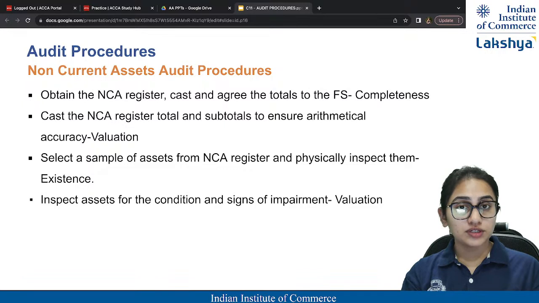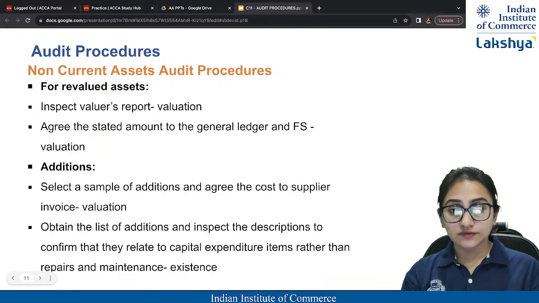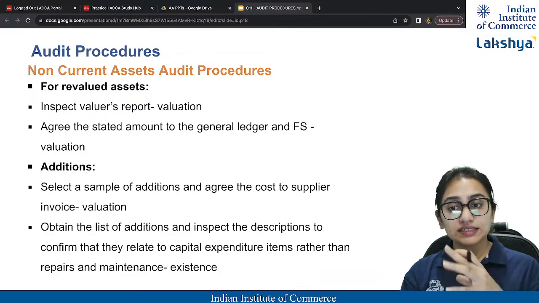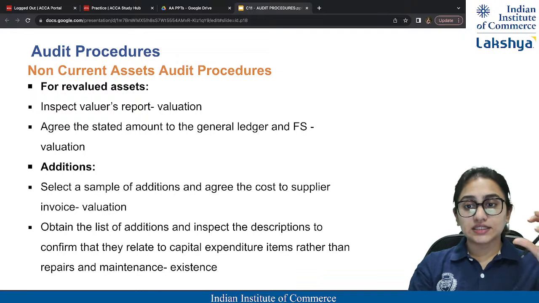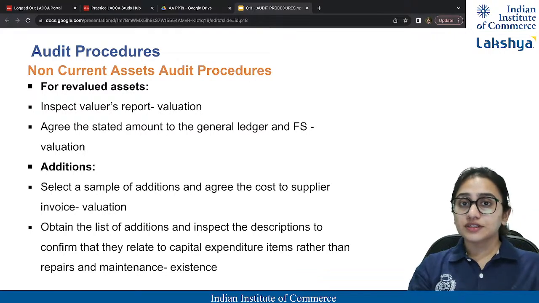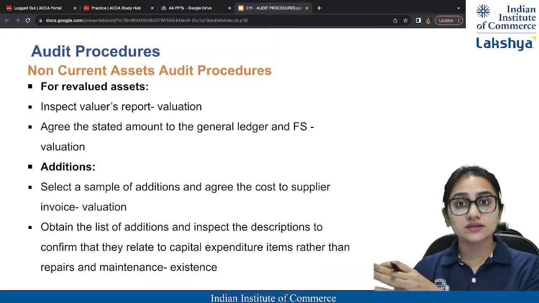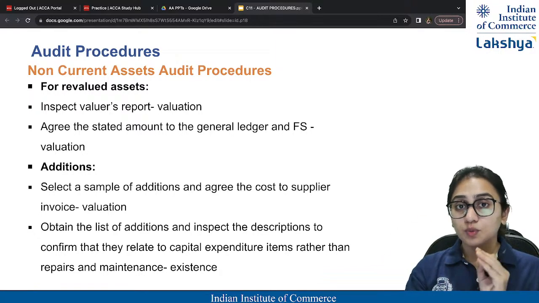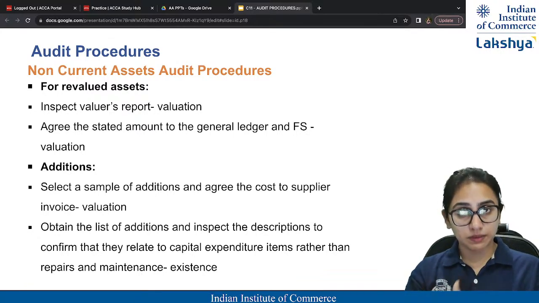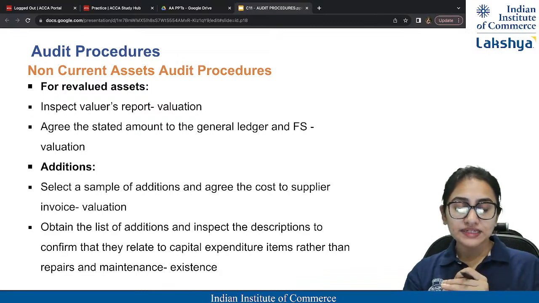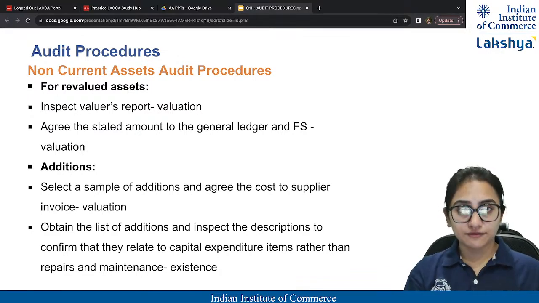Inspect assets for the conditions and signs of impairment. Impairment means what? Any write down is required. Now, for revalued assets and for additions, what will you do? What is a revalued asset? Every year you revalue the asset and increase it in value or decrease it in value depending on the market value. A person who revalues the asset is known as the valuer. He's an expert in that field who comes to the company and says that this bottle right now costs 1 lakh, but it is not that amount. Now the value of that bottle has increased because of the demand. So the company suddenly revalues the bottle from 1 lakh to 1 lakh 50.